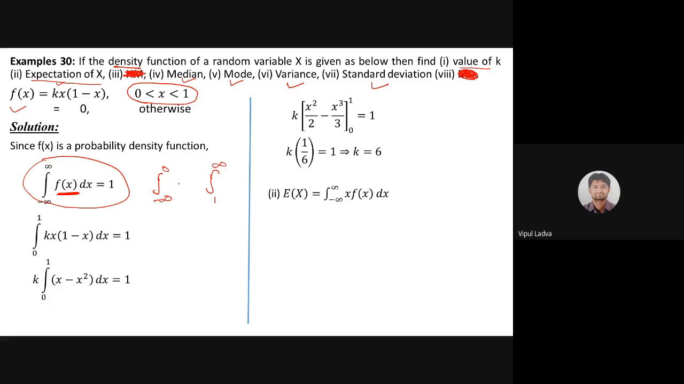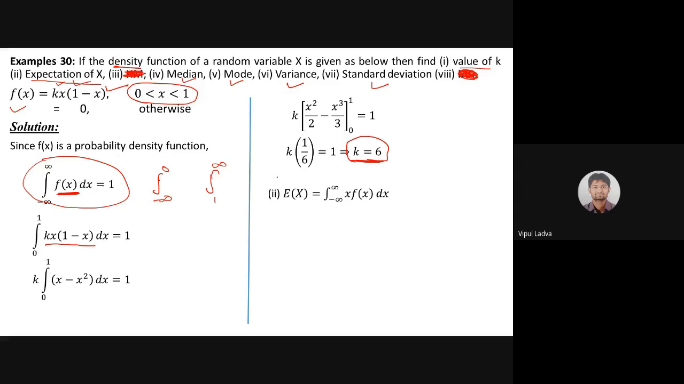For the parts minus infinity to 0 and 1 to infinity, f of x will be 0, so I'm not including those. We are just interested in 0 to 1. For 0 to 1, f of x is k times x times 1 minus x, dx, as per the function defined over here. Integrating this, the small integration will lead us towards k equals 6. It is quite basic, is it? So once we have the value of k, we may go for the expectation.